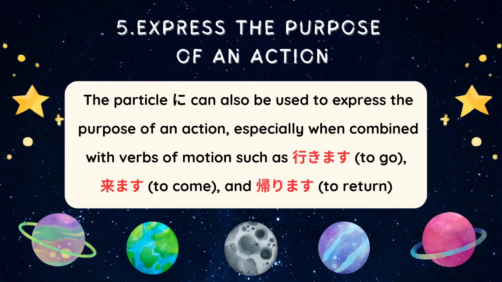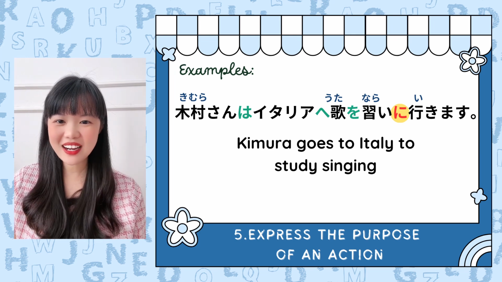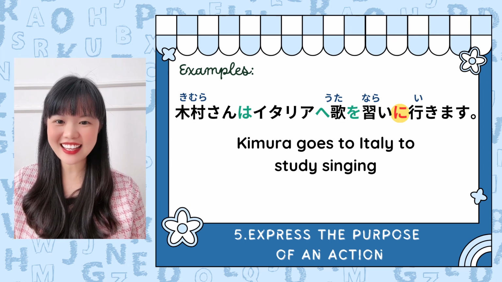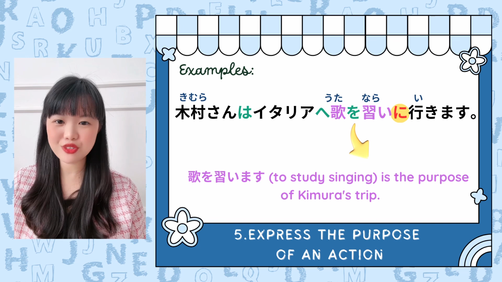The particle ni can also be used to express the purpose of an action, especially when combined with verbs of motion such as ikimasu, to go, kimasu, to come, or kaerimasu, to return. For instance, 木村さんはイタリアへ歌を習いに行きます. Kimura goes to Italy to study singing. Here, 歌を習います is the purpose of Kimura's trip.